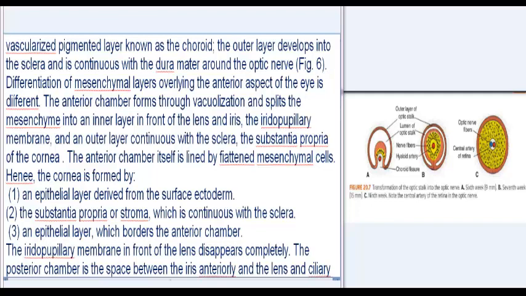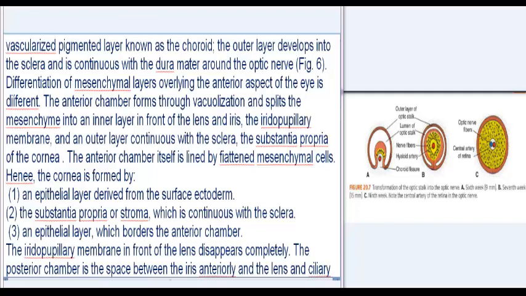The anterior chamber forms through vacuolization and splits the mesenchyme into an inner layer in front of the lens and iris, the iridopupillary membrane, and an outer layer continuous with the sclera, the substantia propria of the cornea. The anterior chamber itself is lined by flat mesenchymal cells.